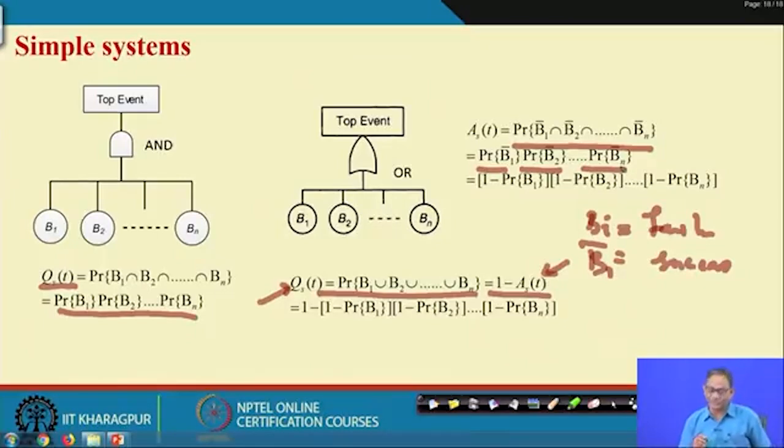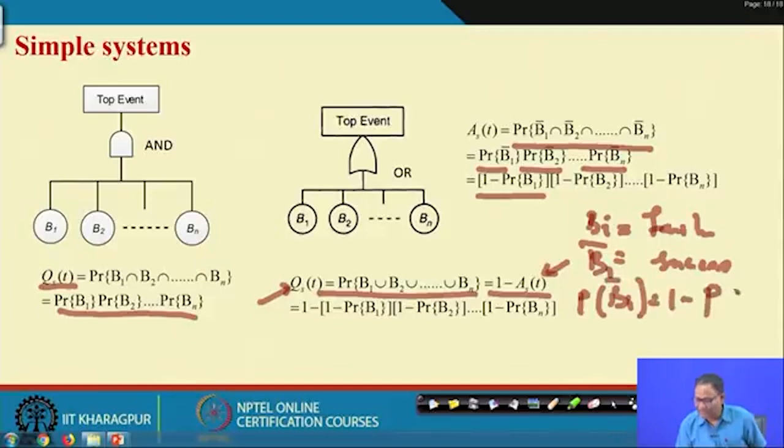As we have assumed that all the events are independent, their probabilities will be multiplied for the intersection or joint probability. And then what is P B 1 bar? This is nothing but 1 minus P B 1. So, P B I bar is nothing but 1 minus probability B I. Okay. So, then AST is computed. Now, you can find out the QST.